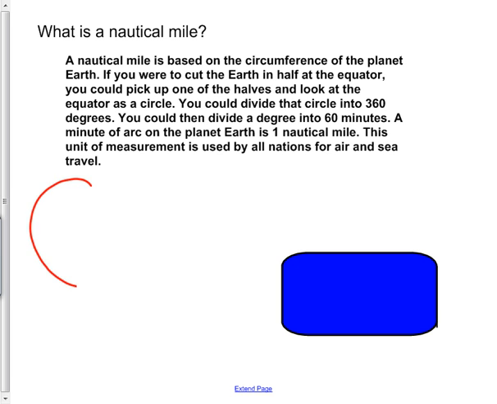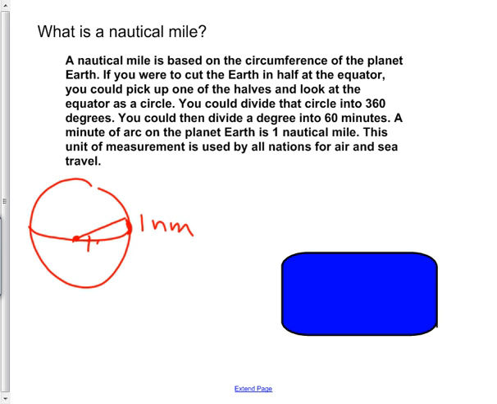So to get the nautical mile, this is what they did. They cut the earth up, and in the middle, they went 1 minute. So you know how we have degrees, minutes, seconds? They had an angle of 1 minute. And when they went out to the circumference of the earth, that distance was 1 nautical mile.